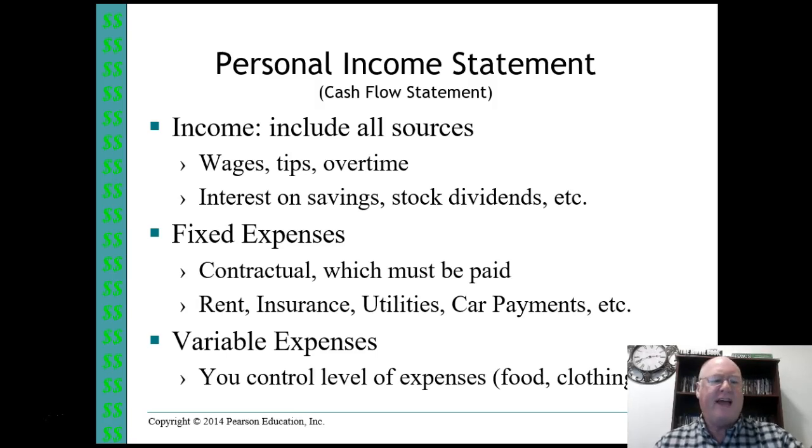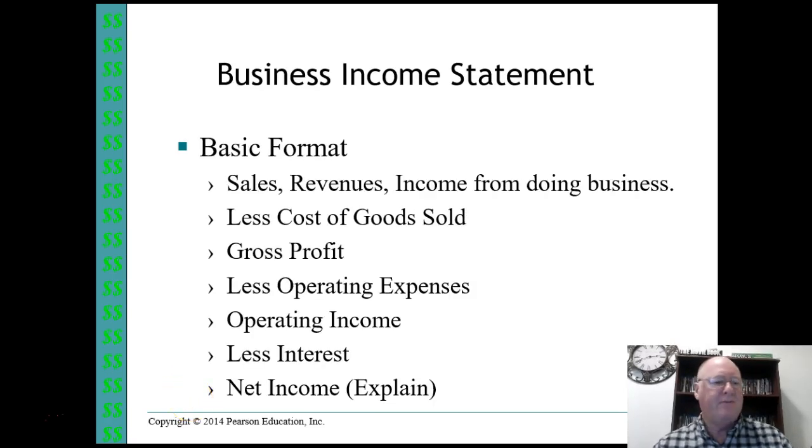So let's contrast that to a business P&L. A business P&L or income statement, I say P&L because that means profit and loss if you hear me refer to that. The basic format is the same for most businesses. It'll have sales revenues, which is the income from doing business, net of any returns or allowances that you may put in place, less the cost of goods sold, which equals gross profit. And this is really the first section of the financial statement. That cost of goods sold would be any cost of materials.